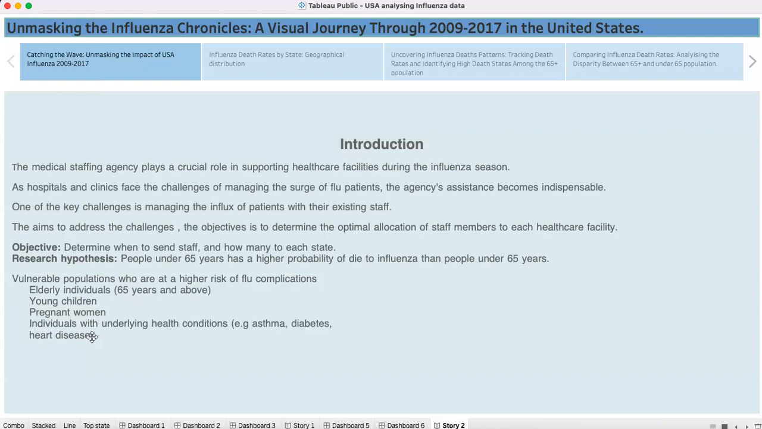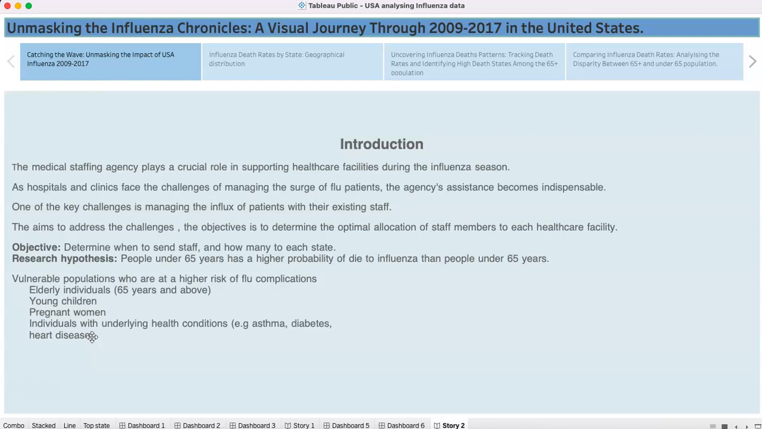As part of my analysis, I formulated a hypothesis to explore the impact of age on influenza-related deaths. My hypothesis suggests that people aged 65 years and above have a higher probability of dying due to influenza compared to people under 65 years.